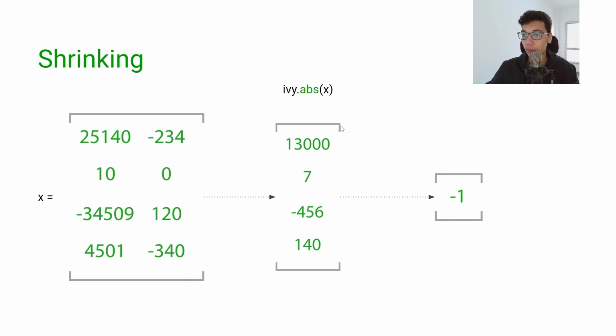So each strategy in hypothesis has its own way of shrinking. A list shrinks by becoming smaller, with fewer items in it. And integers shrink by going towards zero.